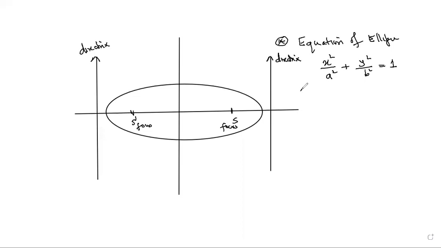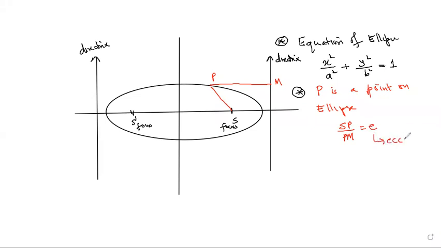What is the speciality? P is a point on the ellipse. If P is a point on the ellipse, what can you say? SP upon PM will be a constant. This constant is known as eccentricity, the eccentricity of the ellipse. And e should be a number between 0 and 1.